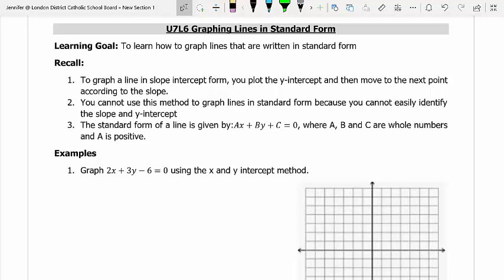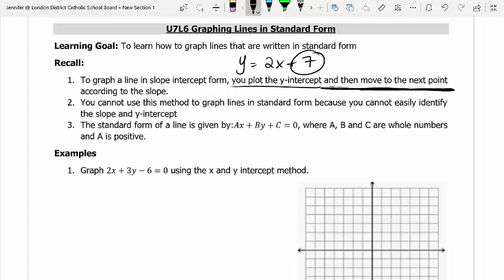So I want to remind you how you graph a line in y equals mx plus b form. So remember, if you're given something in y equals mx plus b form like this, the first thing you do is you'd plot the y-intercept. So you'd find 7 on the y-axis, put your point there. Then you would put your pencil on the y-intercept and move to the next point according to the slope. So we'd go up to the right one. And then we'd connect the dots. So that's how you graph a line that is in y equals mx plus b form.